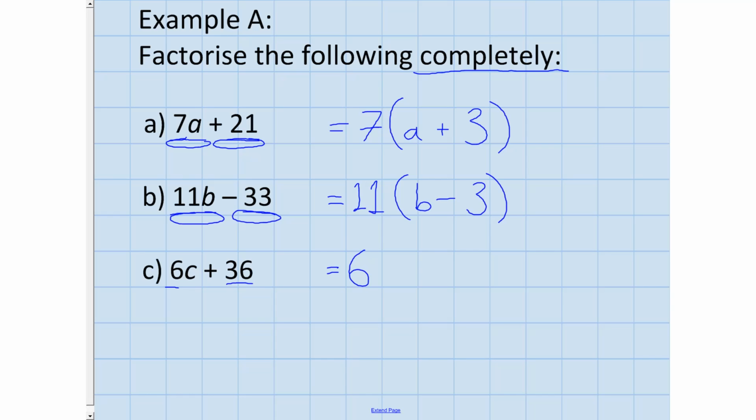If this was an exam question and it was worth 2 marks, and you were to take either the 2 or the 3 out, you may be looking to get 1 mark, but ideally look for the biggest factor of both numbers. And as before, 6 times something needs to equal 6c, so I just need the c, and 6 times something needs to give me 36, well 6 times 6 is 36, and it's going to be plus.